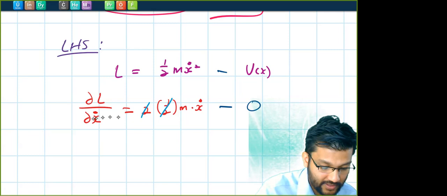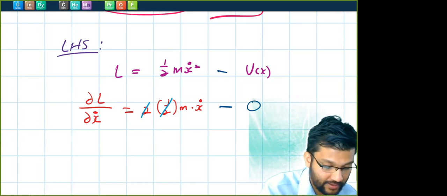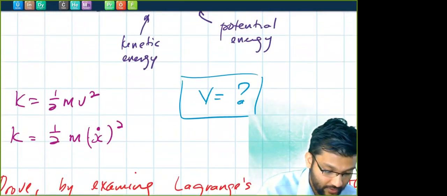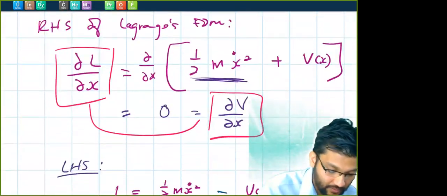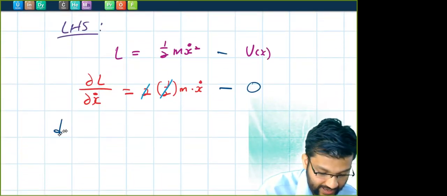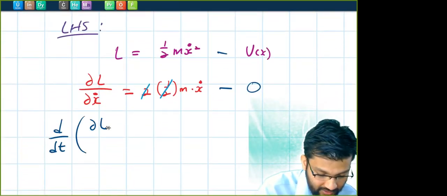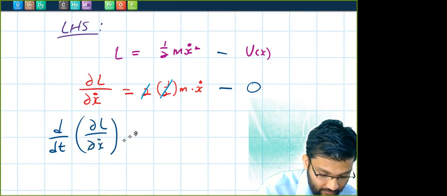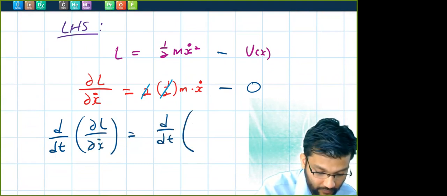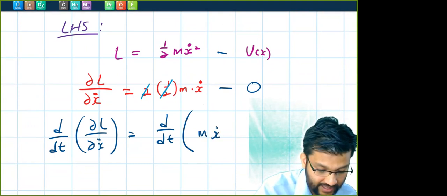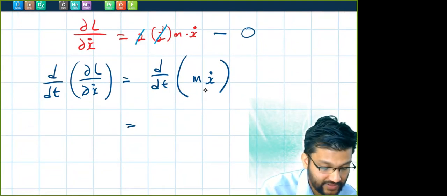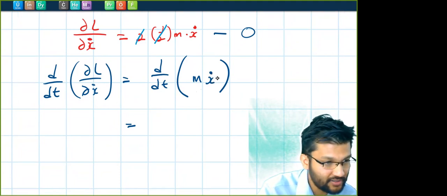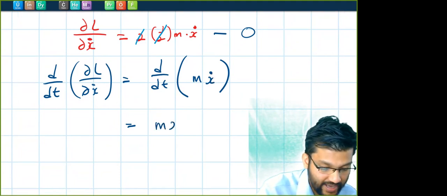Okay, so we got that first part. Let's look at the second part. We now need to take the time derivative of what we just solved. So the time derivative of the partial derivative with respect to x dot will now be the time derivative of what we're left with here, which is just m times x dot. And we know that the time derivative, you just add another dot. So this becomes m x double dot.